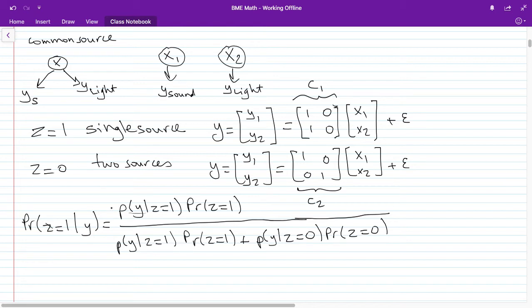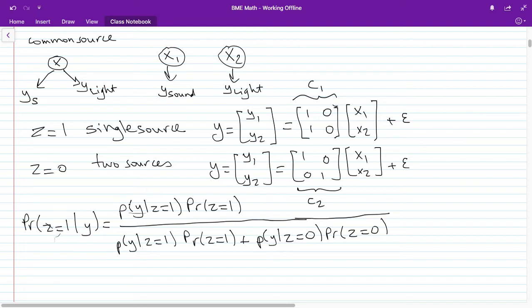So we can compute this probability of there being a single source by just looking at how similar the two pieces of information are to each other. If you have two measurements that are measuring the same thing, then the closer they are to each other, the more likely it is that they're measuring the same thing. The farther apart they are from each other, the less likely it is that they're measuring the same thing. That's basically what that's saying.